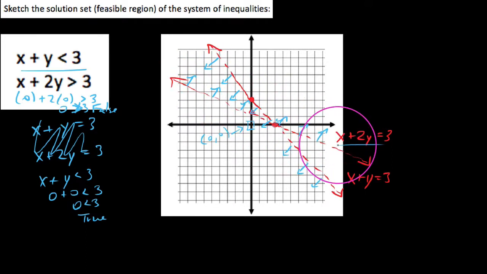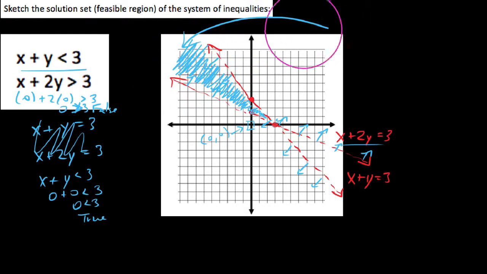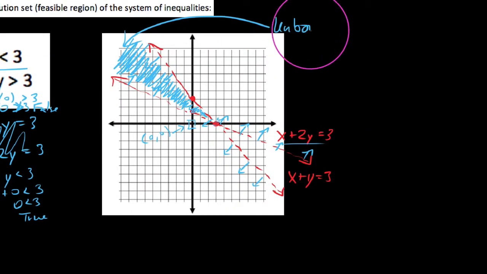What we are looking for, of course, is the feasible region: the region containing all the points that would make all of the inequalities in the system true. And we notice that it's this kind of triangular region up here. The thing about this region is that it would continue to go on indefinitely. So we refer to this feasible region as an unbounded feasible region.